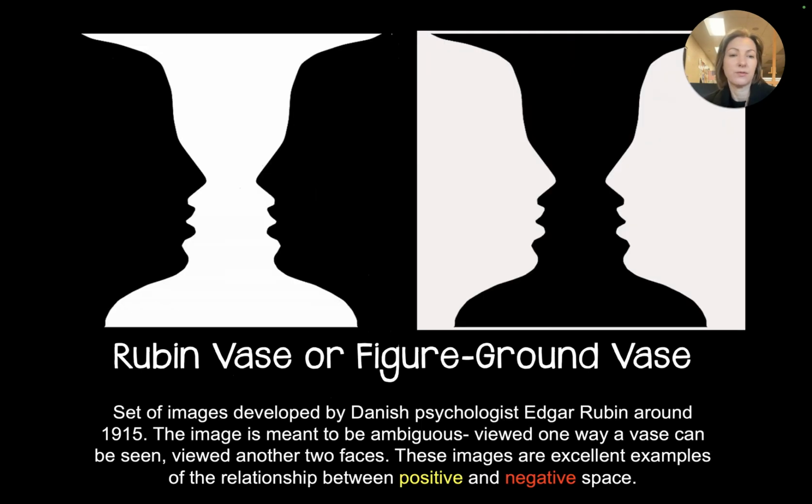The Rubin vase or figure ground vase is a psychological image that was developed in 1915, and it's meant to be ambiguous. When you're looking at it one way, you see the faces, right? But then your brain flips and you can see the vase. This is a really excellent example of the relationship between positive and negative space and how they complement one another.